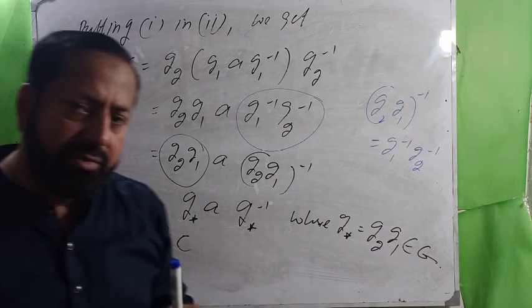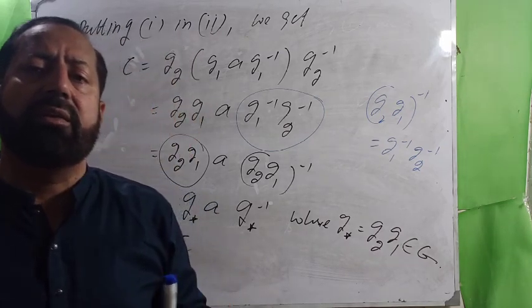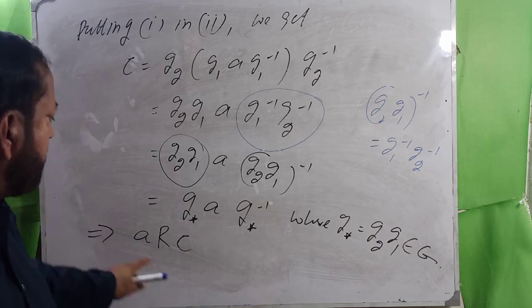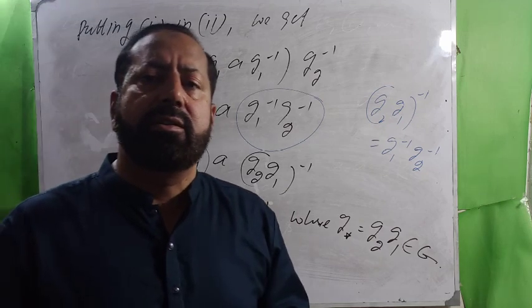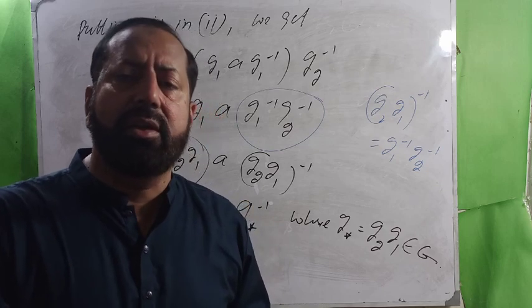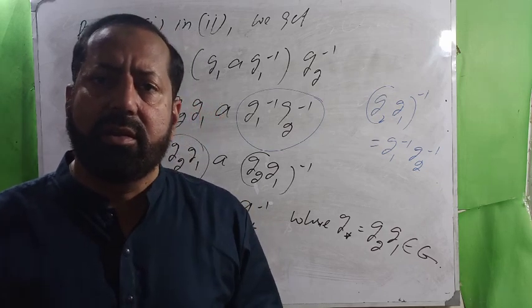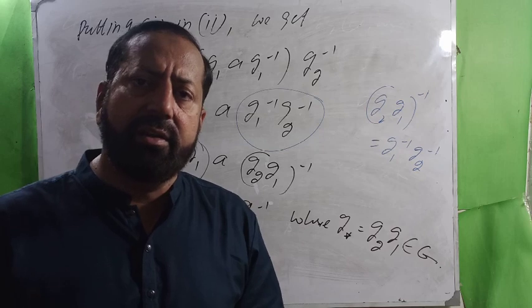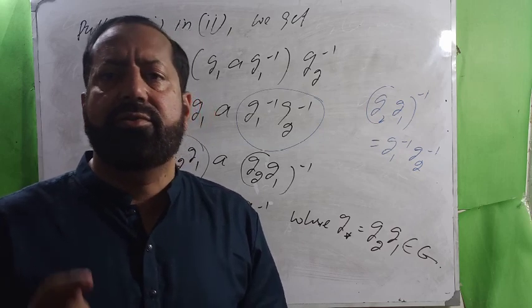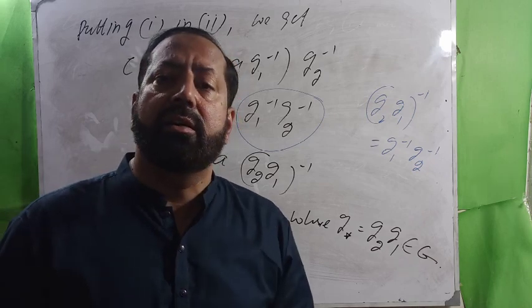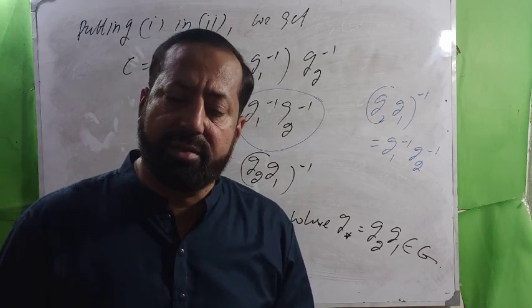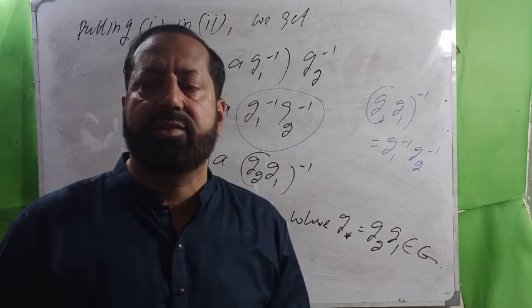You know, when A is related to B and B is related to C, then of course A is related to C. You have proved this. This means that the relation is transitive. Since all the three conditions, namely reflexivity, symmetry and transitivity, have been proved, that's why this relation is an equivalence relation.